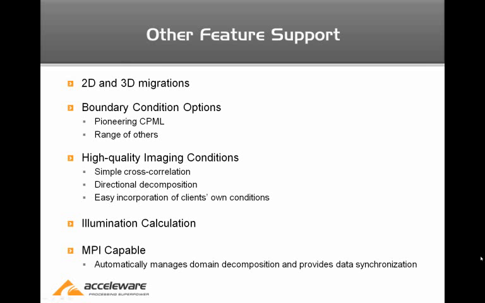As a byproduct of RTM, an illumination map can be generated, and such a map may have a variety of uses, for example in normalizing images, or even in survey design. And finally, AXRTM is fully MPI capable. Of course, this helps with domain decomposition and data synchronization.